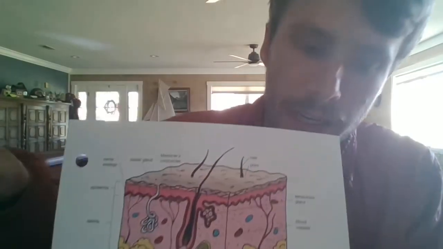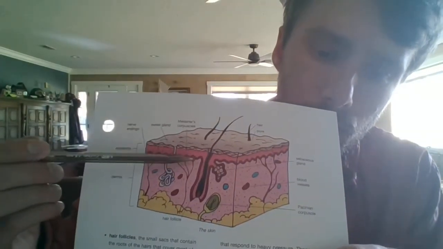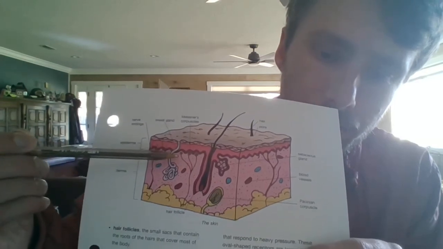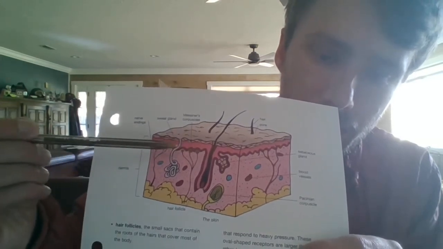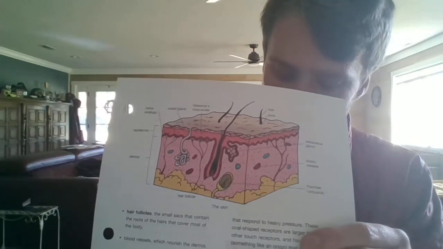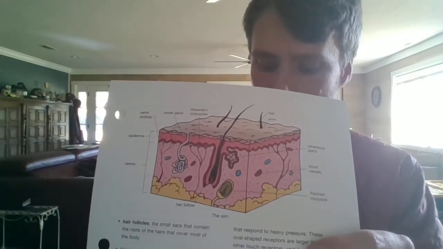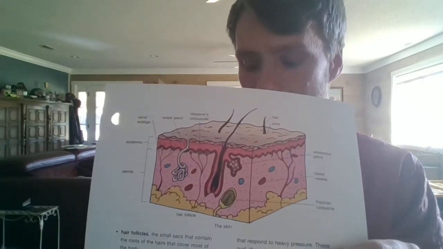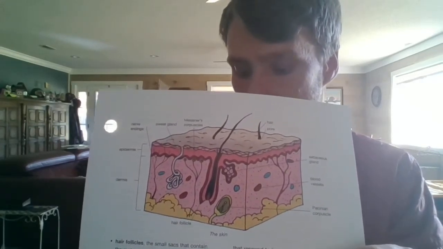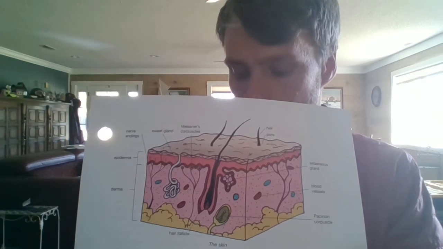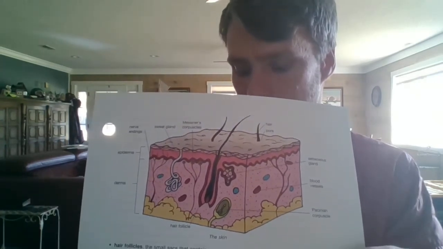If you see at the very top here, these three little dots at the end of the nerve endings. Now those are a different type of receptor. They're called the Meissner's corpuscles. And those are found in the lips, fingertips, face, tongue, and genitals. And they're receptors that respond to light pressure, okay?